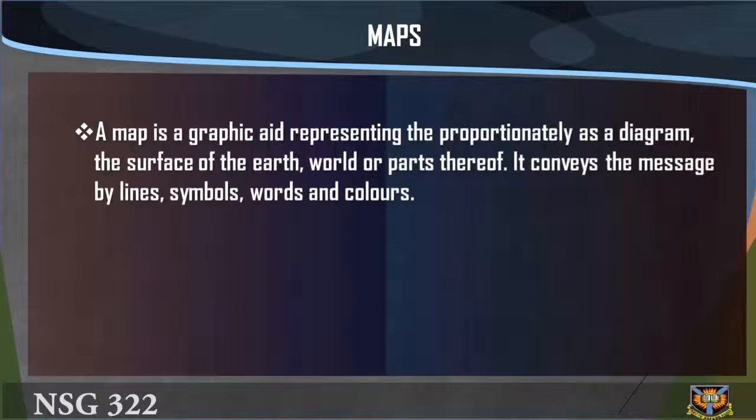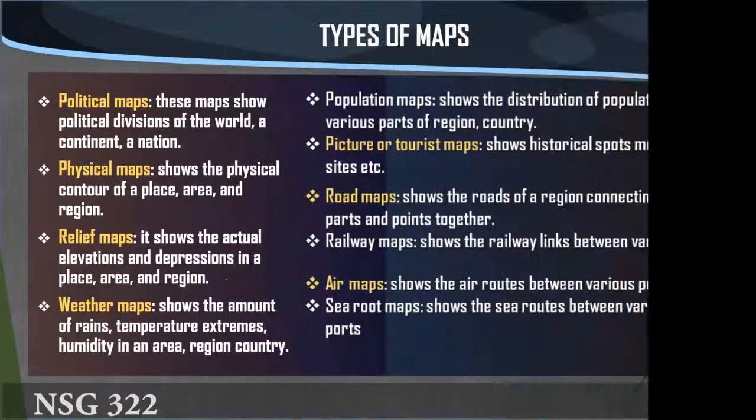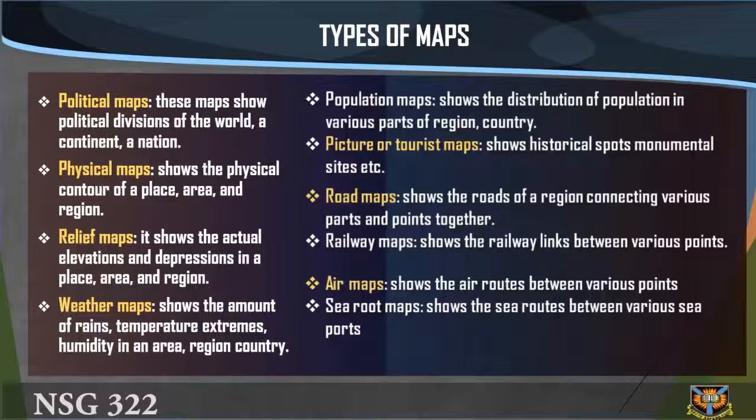Maps. A map is a graphic aid representing proportionately, as a diagram, the surface of the earth, world or parts thereof. It conveys the message by lines, symbols, words, and colors. Types of map. Political maps: these maps show political divisions of the world, a continent, a nation. Physical maps show the physical contour of the place, area, and region.